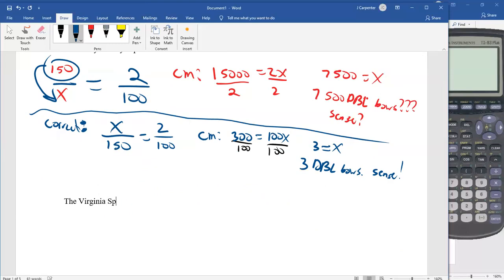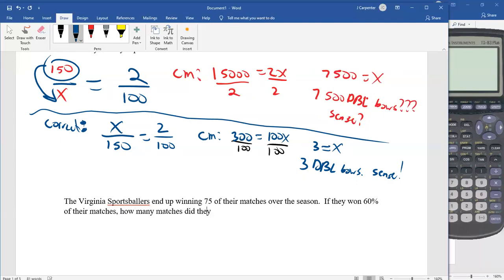Virginia sports ballers end up winning 75 of their matches over the season. They won 60% of their matches. How many matches do they have?